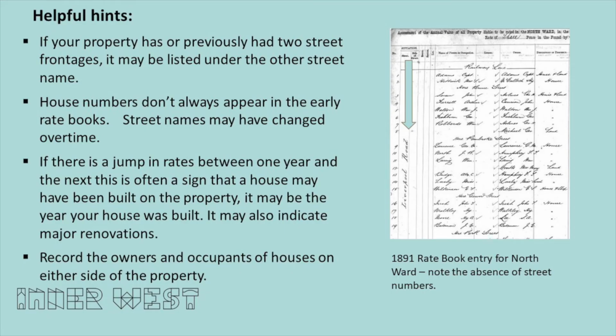Helpful hints. If your property has or previously had two street frontages, it may be listed under the other street name. House numbers don't always appear in the early rate books. Street names may have changed over time. If there is a jump in rates between one year and the next, this is often a sign that a house may have been built on the property. It may be the year your house was built. It may also indicate major renovations. Record the owners and occupants of houses on either side of the property.